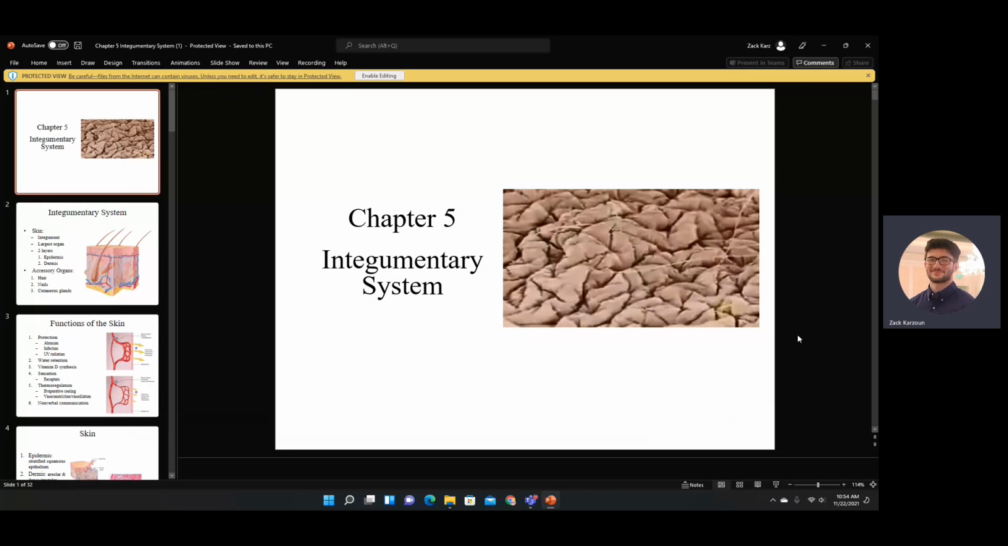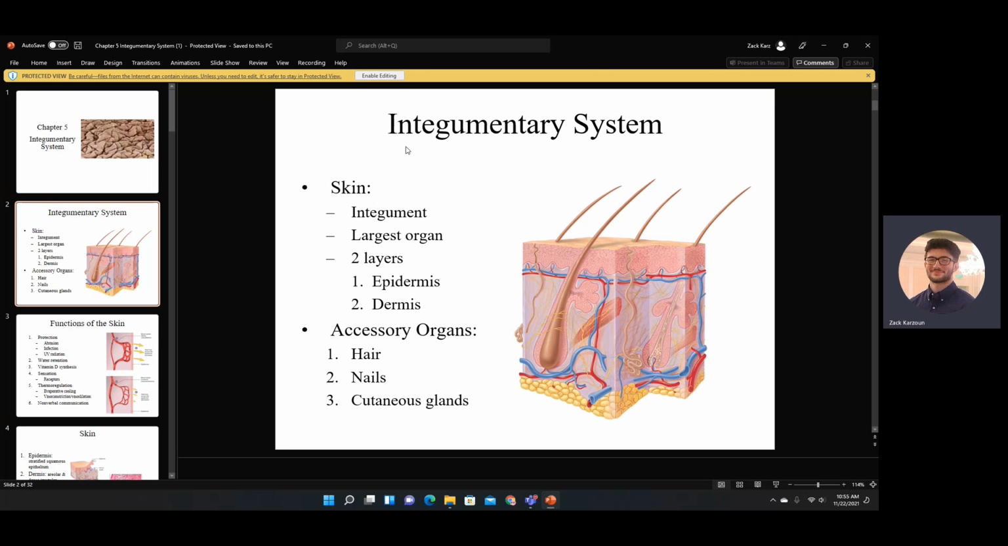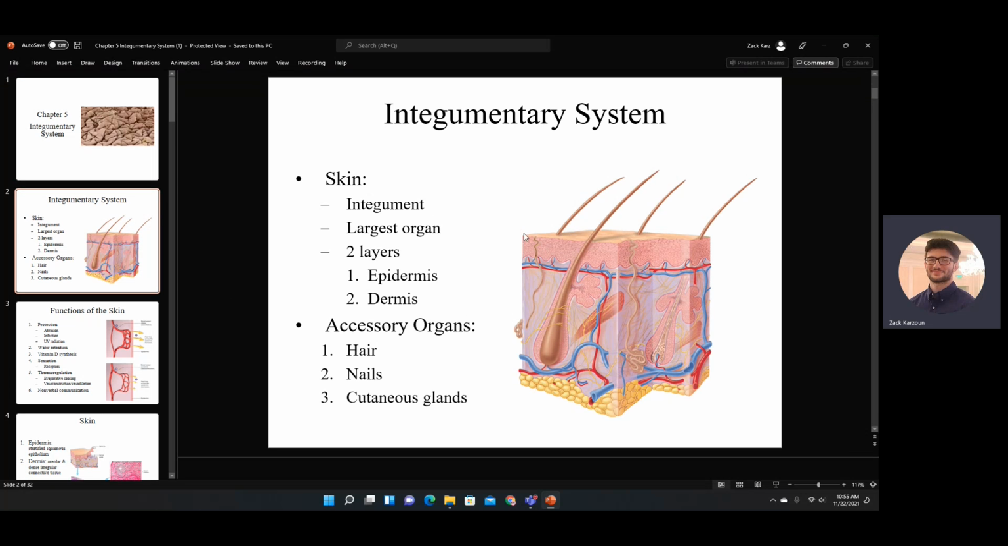Today we're going to be talking about the integumentary system. We're going to be discussing its anatomy and its physiology. So let's begin.